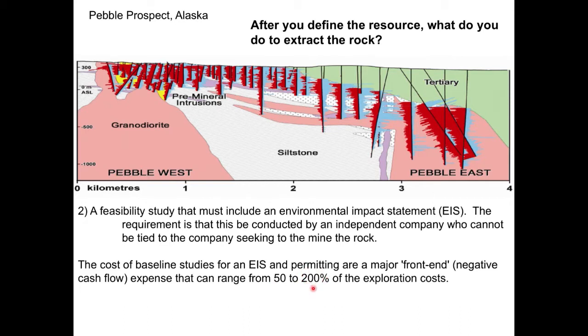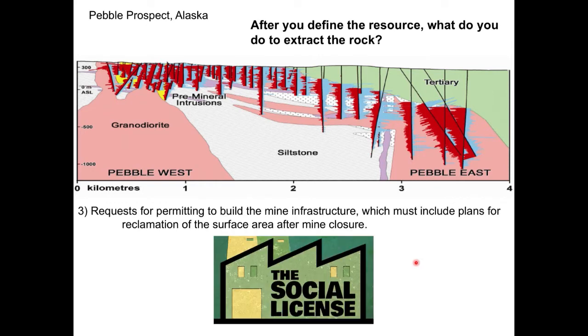to as much as twice or 200% of the exploration costs. And again, these front-end expenses are all negative cash flow, where the mining company is borrowing money to do these environmental impact statements. And then the third is request for permitting to build the mine infrastructure, which must include plans for reclamation of the surface area after mine closure.